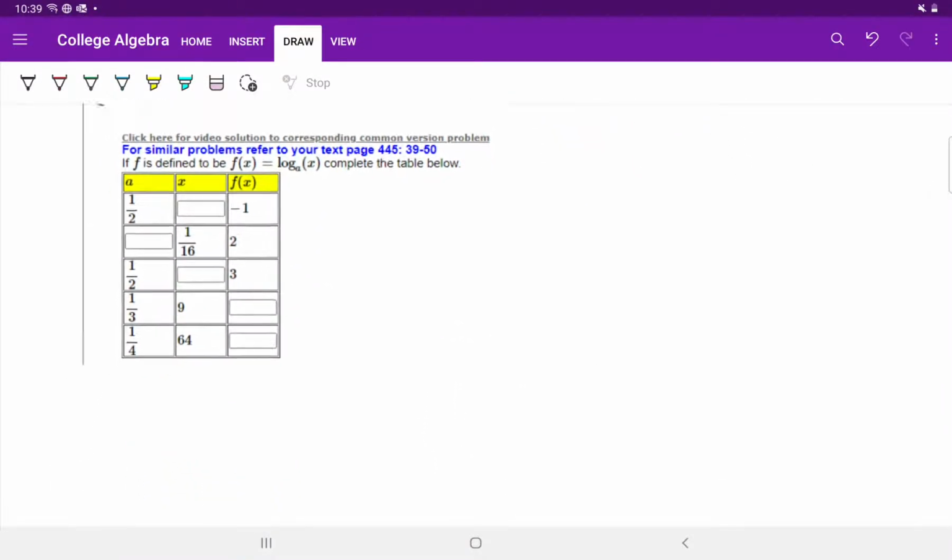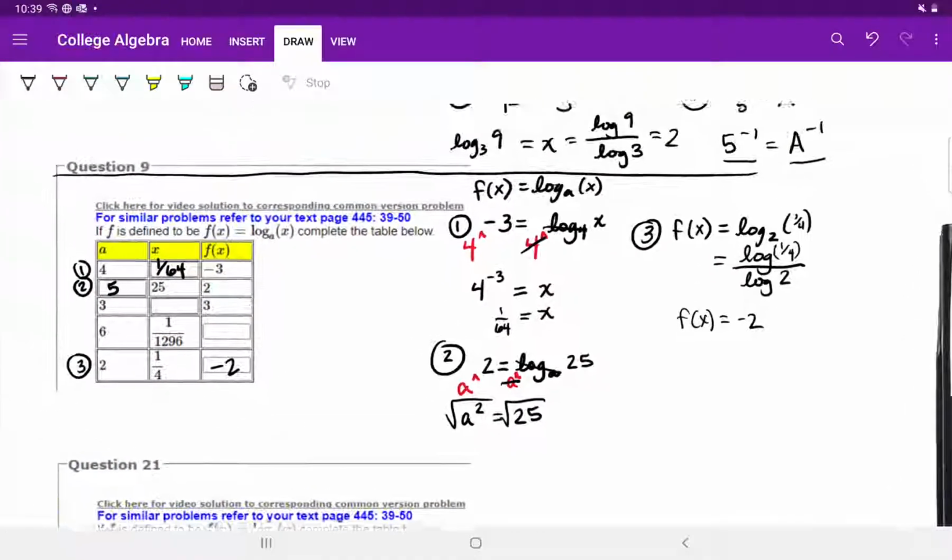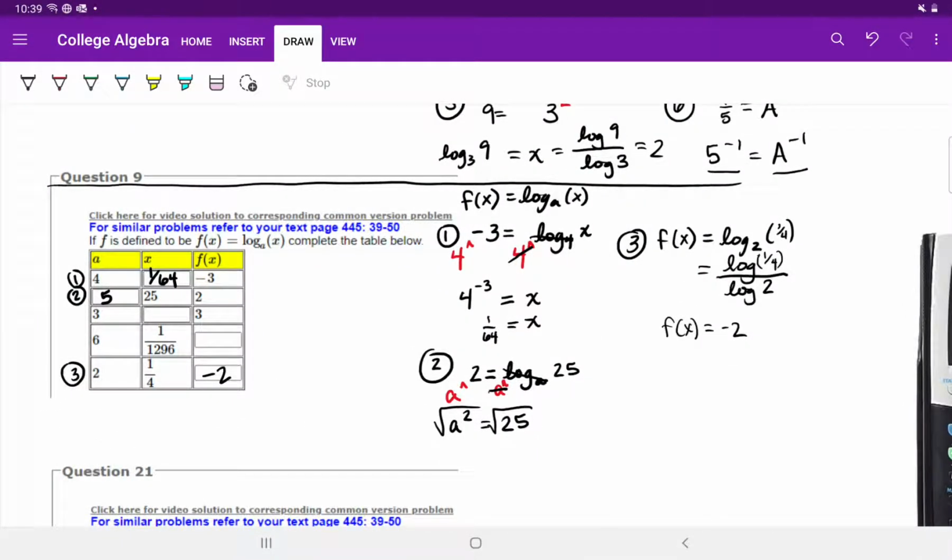Question 21 is exactly like the one we just did, so I'm going to go ahead and skip that one as well, and that is the last example we're going to do in this video. So I hope this helps you understand generally what logarithms are and some of the rules we're going to use to solve problems involving logarithms and exponentials.